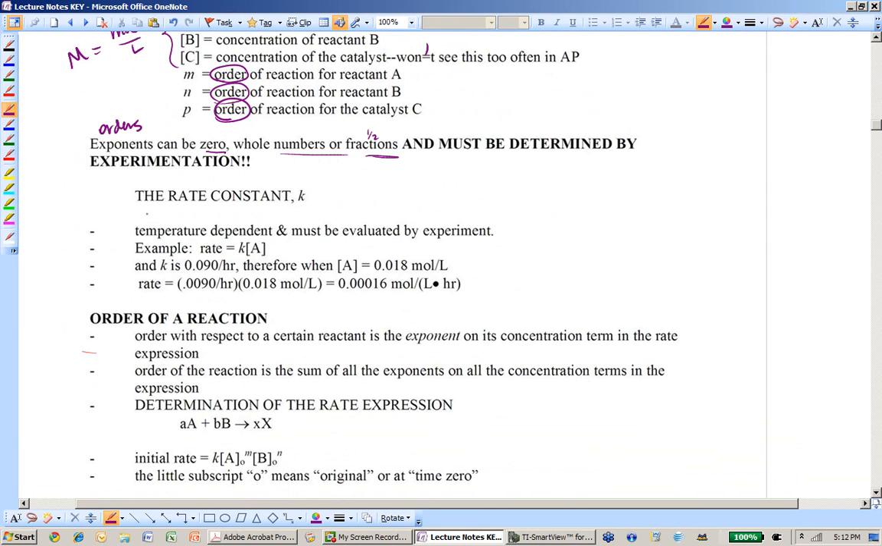So the rate constant itself is temperature dependent. If you change temperature, you change k values. That's the only way you can change k values. And it must be evaluated by experiment. So in a simple example of rate equals k times the concentration of reactant A, let's talk units for just a minute. Rate, k, concentration of A, and we're looking for that order. What is rate measured in? Molarity per time. It's a change in molarity over a change in time. k is a number, and its job is to make the units work.